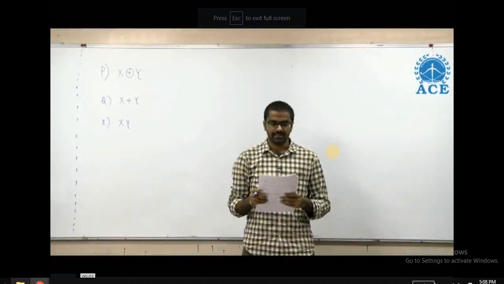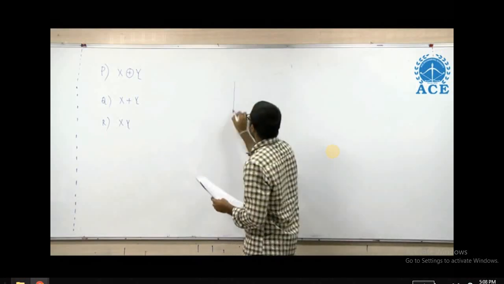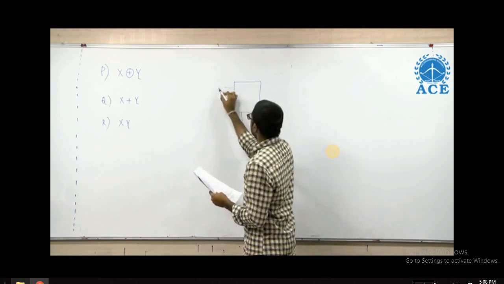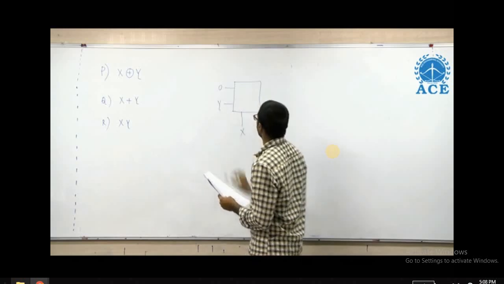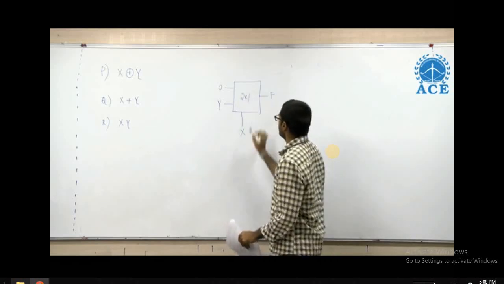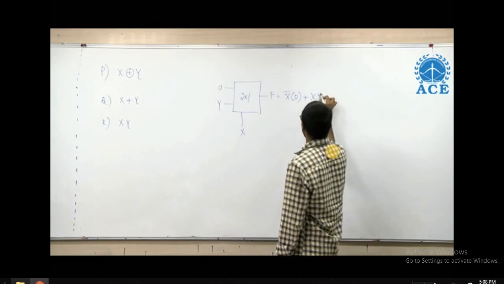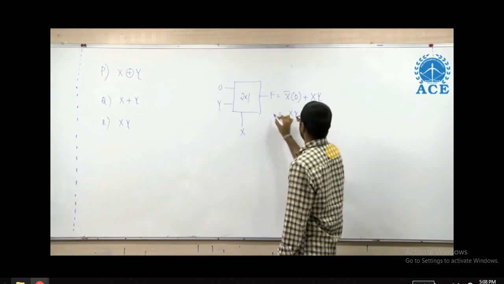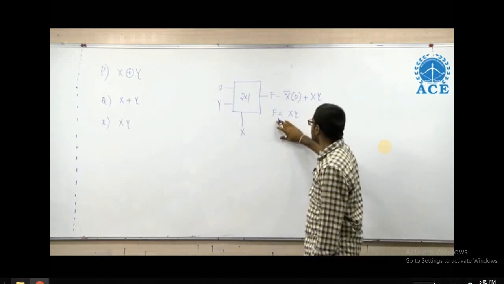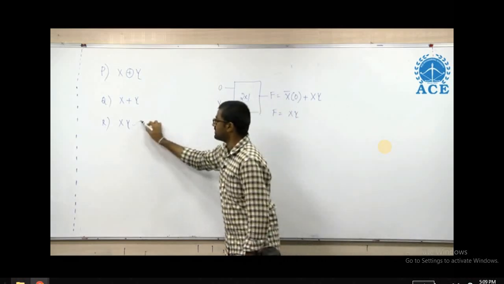In this question, we have to match list 1 with list 2. Let us go in the opposite way. Taking the first multiplexer in list 2, which has selection line X and inputs 0 and Y. Now finding the function that is implemented with this multiplexer: F is X bar into 0 plus X into Y, which is nothing but XY. So this first multiplexer is implementing the function of X AND Y. So in list 1, the first multiplexer will be matched to option R.